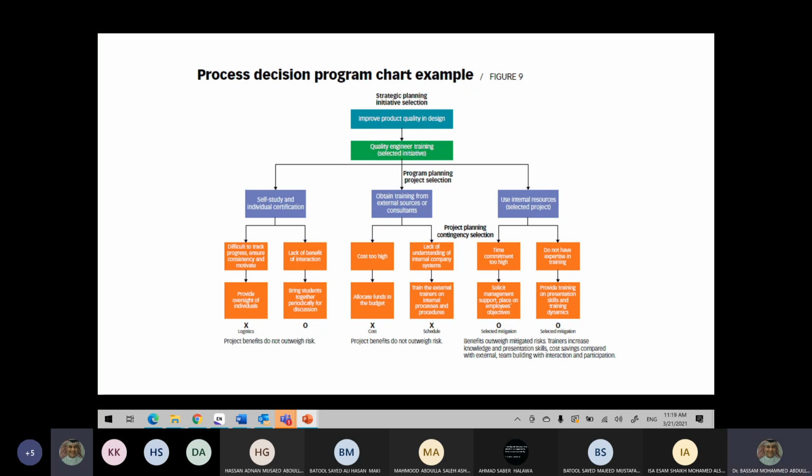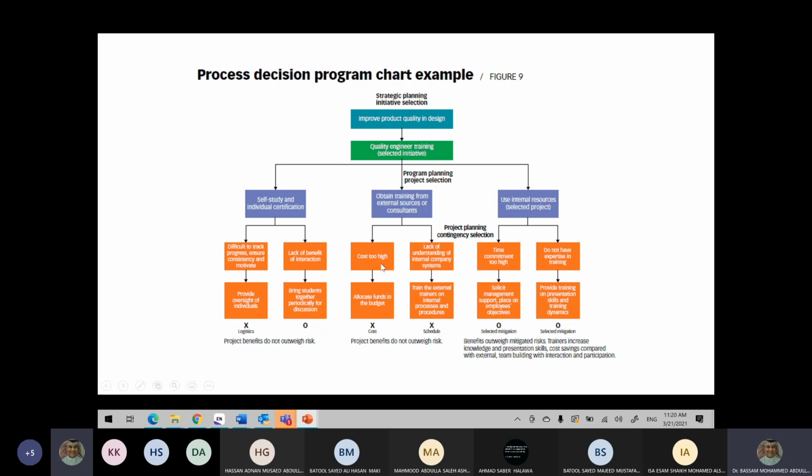Okay, so that is an example. A lot of details there, but it's a good example because it has a different approach of using that process decision program chart, the PDPC, and looking at it.